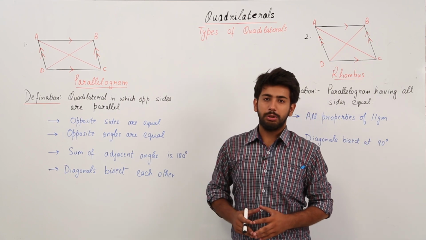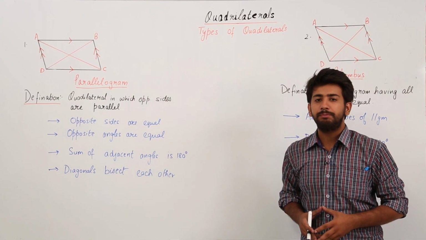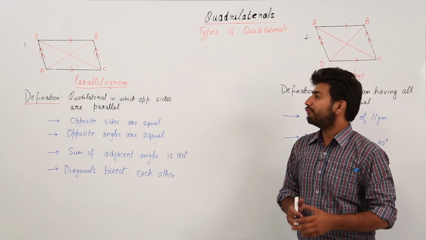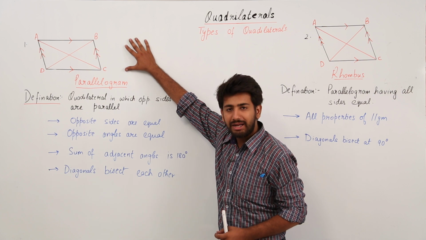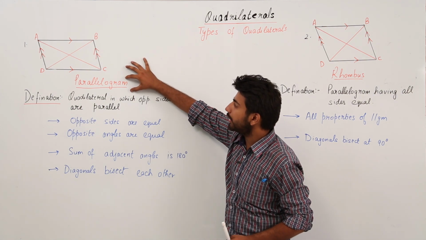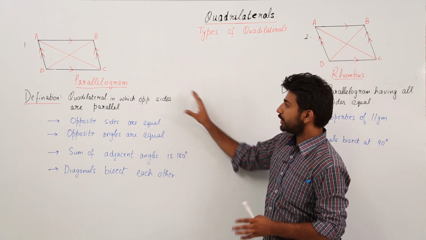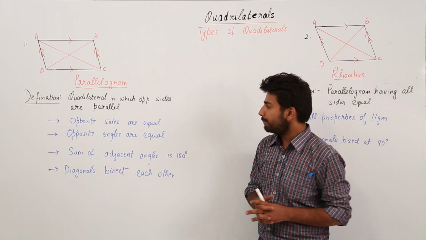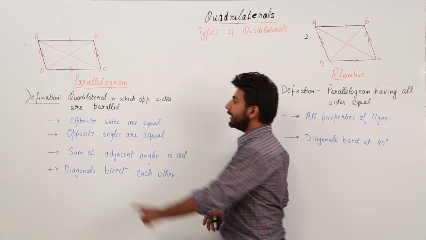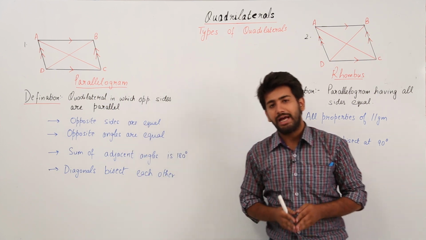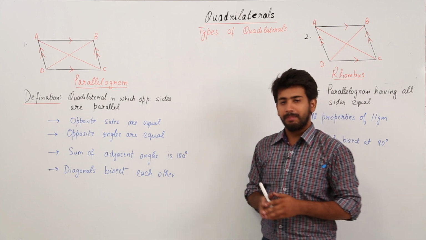Now in this section, we learn about the different types of quadrilaterals that exist. Now the first one is a parallelogram. This is the name of the quadrilateral, parallelogram. Now what is the definition of this parallelogram? The definition is that it is a quadrilateral in which the opposite sides are parallel to each other, right?